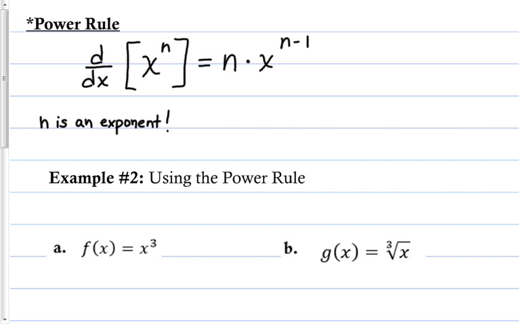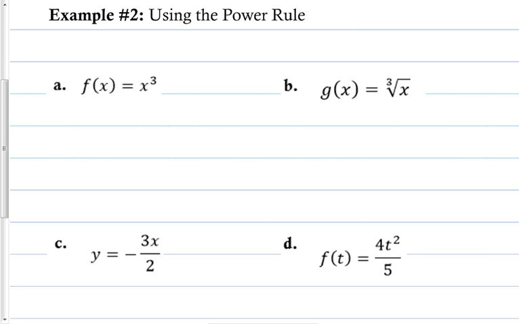Whatever it was. If it was 5, you subtract 1, it equals 4. If it was 2, you subtract 1, it equals 1. If it was 1, you subtract 1, and it turns into a 0. And we should all know, if you have a degree or exponent of 0, that your answer is always 1. That is how you do the derivative using the power rule. That's the most basic derivative that you'll do.